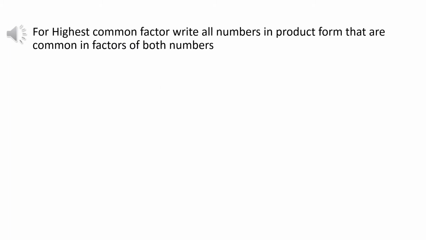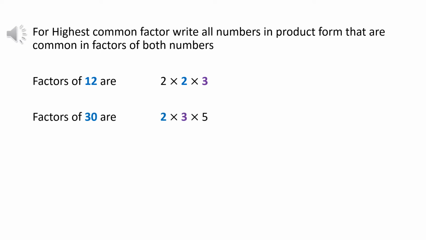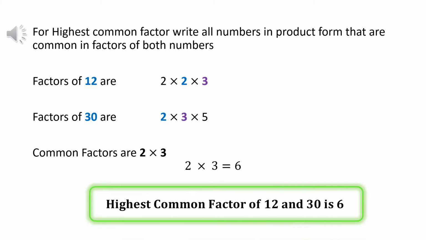For the highest common factor, write all numbers in product form that are common in the factors of both numbers. Factors of 12 are 2, 2, 3. And factors of 30 are 2, 3, 5. So, 2 and 3 are the common factors. By multiplying these common factors we have 6 as a result. Therefore, the highest common factor of 12 and 30 is 6.